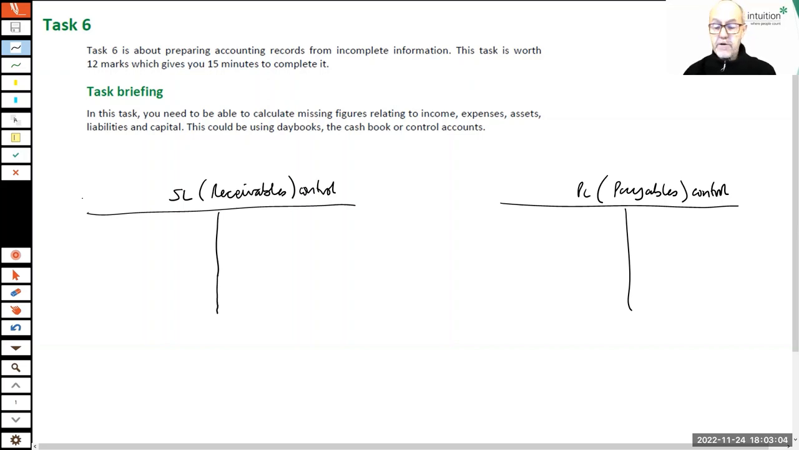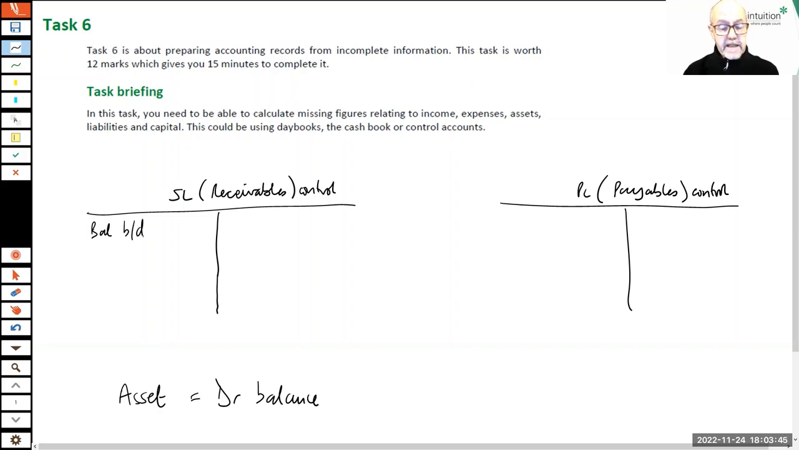So the two main ones I'm thinking about here are our sales ledger control, which we now have to call receivables control, and our purchase ledger or payables control. Sales ledger control, that's how much money people owe us. Money people owe us is, of course, an asset, and an asset has a debit balance. So the first thing in the receivables control will be our opening balance.